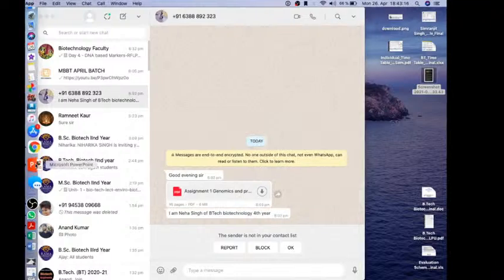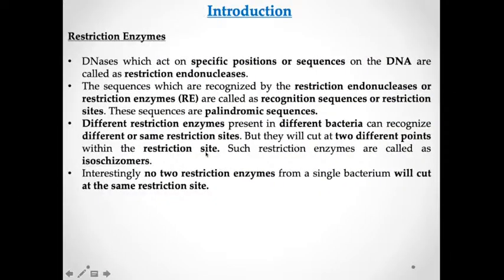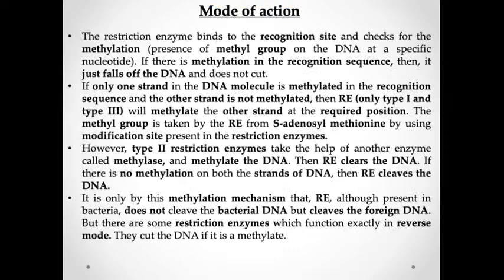Anyhow, we continue with the same pace here, that is restriction enzymes. We have discussed that they recognize palindromic sequences like ATAAGC, which if read from the left side or right side are always similar. Different restriction enzymes present in different bacteria can recognize the same restriction sites but cut at two different points within the restriction sites. These are called isoschizomers, whereas two restriction enzymes from a single bacteria will cut at the same restriction sites.